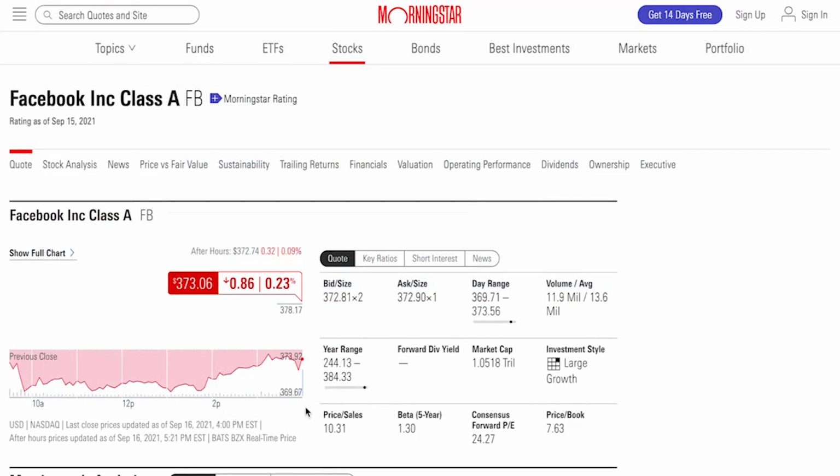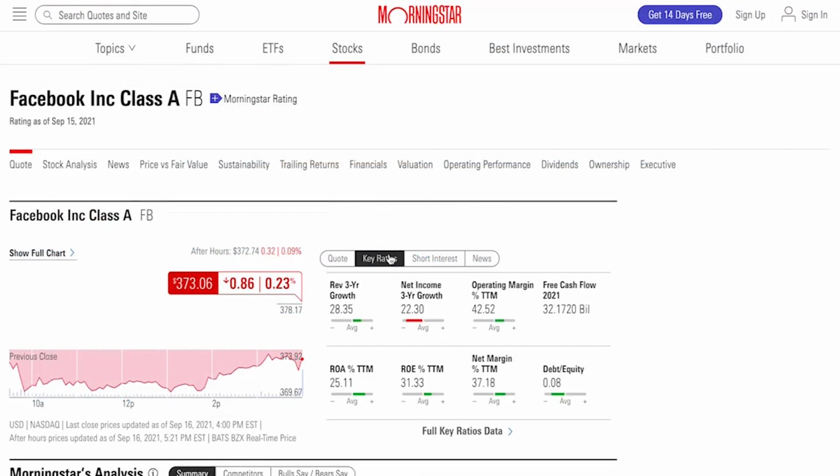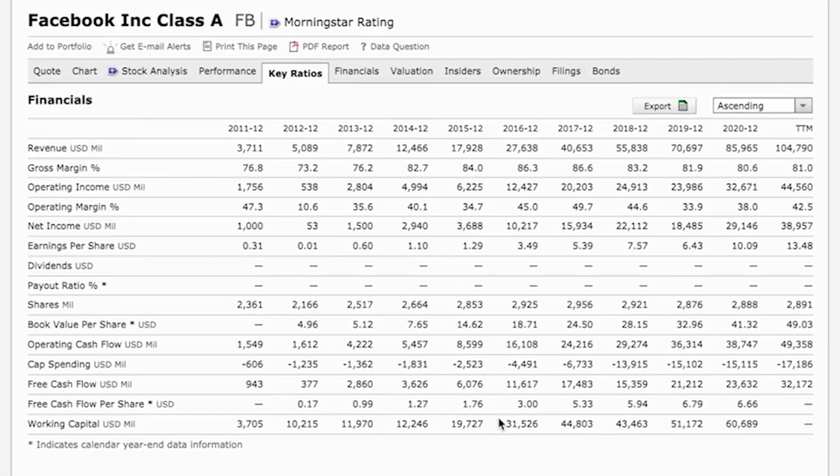From Morningstar, you can look up any company, go to the key ratios tab, and click full key ratio data. Here you can find a bunch of key financial information, including how much free cash flow the company has generated over the past 12 months. TTM is short for trailing 12 months. This number is in millions, so what this means is that Facebook has generated $32 billion of free cash flow over the last 12 months.